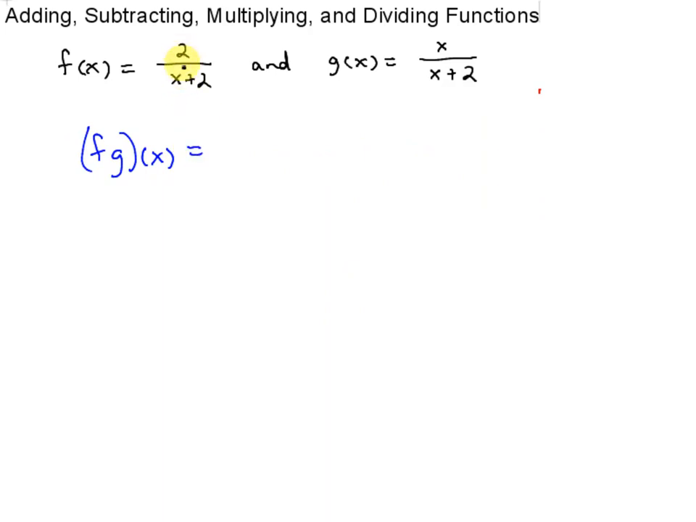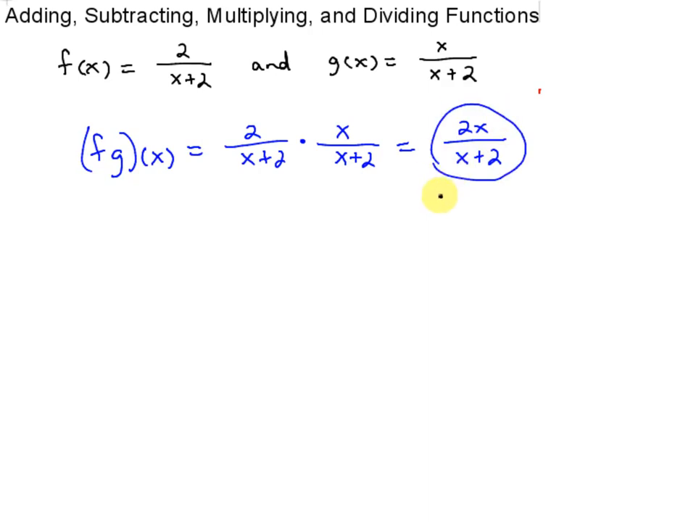fg of x is this function times this function, and you multiply straight across, and you get 2x over x plus 2. So here's the function. You still use this step to get the domain, and the only restriction is, again, that x can't be negative 2.